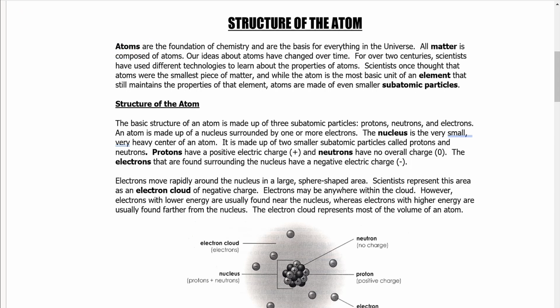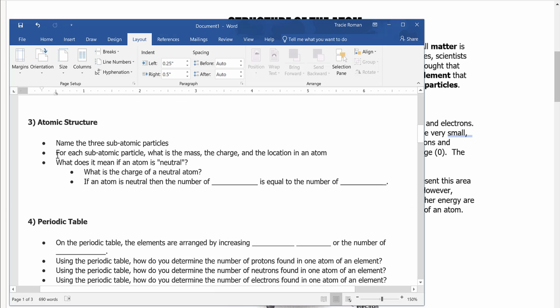All right, so let's go back to our study guide. Atomic structure. Name the 3 subatomic particles. Those are protons, electrons, and neutrons. The mass of a proton is 1 AMU. The charge of a proton is +1. The location of a proton is in the nucleus.